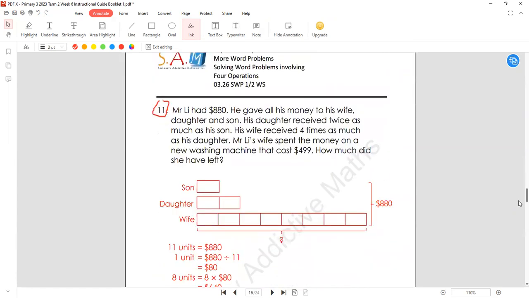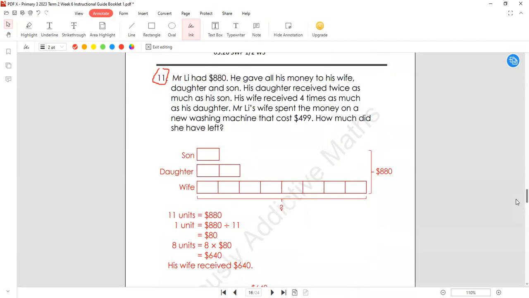Okay. Now, question 11. Mr. Lee had $880. He gave all his money to his wife, daughter, and son. Daughter received twice as much as the son, so draw this first. Right, so daughter 2 units, son 1 unit. And the wife received 4 times as much as daughter. So how do you draw 4 times as much as daughter? Daughter has 2 units. 4 times would be 8 units.